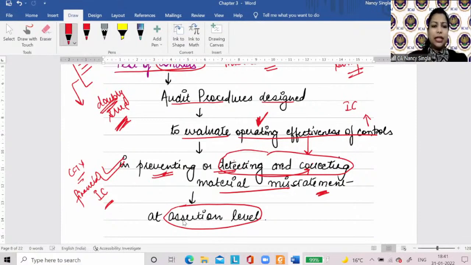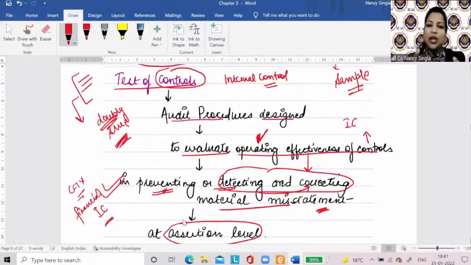Audit procedures designed to evaluate operating effectiveness of controls. Controls are there, that is why under SA 315 the auditor intended to rely, right? But whether they are operating effectively or not, right? In what? In preventing or detecting and correcting material misstatement at assertion level. Quickly tell me whether this definition, which I have divided into 4 parts, is clear or is there any doubt?